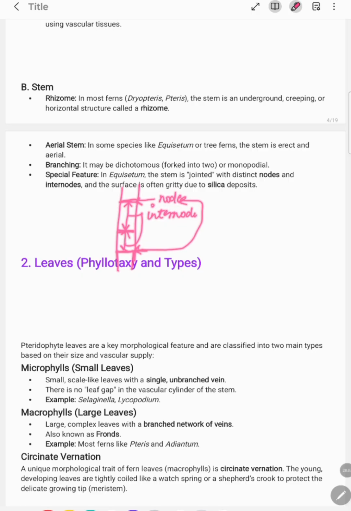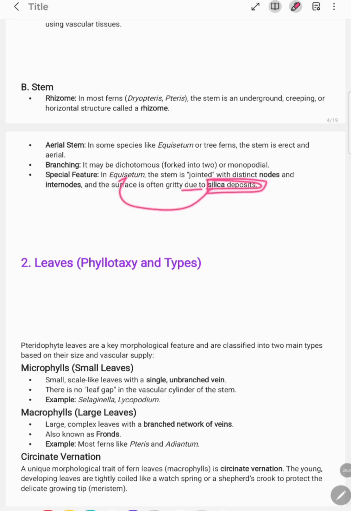refers to your node. Okay, so in equisetums the stem is jointed with distinct nodes and internodes, and the surface is often gritty. The surface of equisetum is quite gritty in nature. Okay, a little bit rough, you can say that, due to presence of silica deposits. Okay, in equisetum, which is your pteridophyte, there is a deposition of the silica over the surface of the plant.